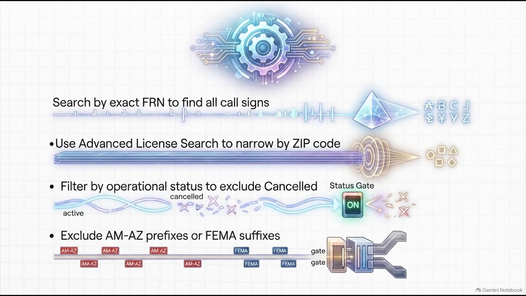For example, you can search by an exact FRN to find every call sign tied to one entity. You can narrow by zip code to see who's licensed right in your neighborhood. You can even filter out canceled licenses. Oh, and a crucial tip on exclusions. If you're looking for a vanity call sign starting with AM through AZ or ending in FEMA, you're not going to find it. Those are restricted by the ITU and Federal Emergency Management, respectively.